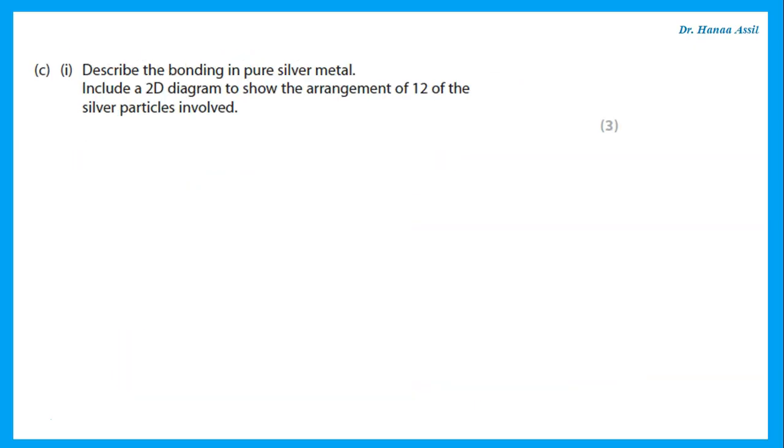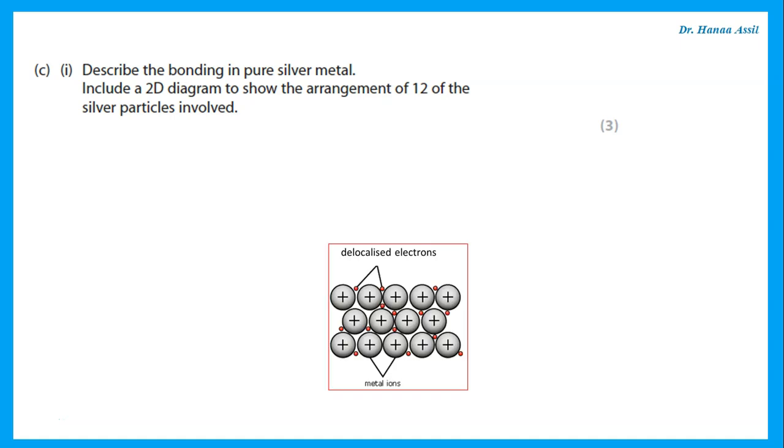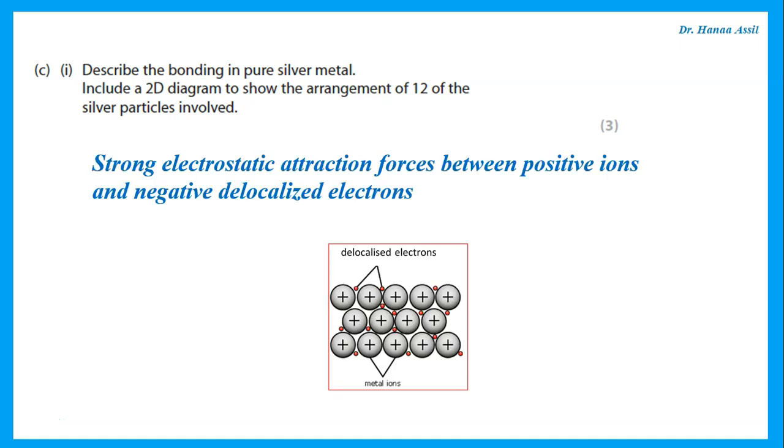Describe the bonding in pure silver metal. Include a 2D diagram to show the arrangement of 12 of the silver particles involved. So basically, we're describing metallic bond. Metallic bond is the strong electrostatic attraction forces between positive ions and negative delocalized electrons.